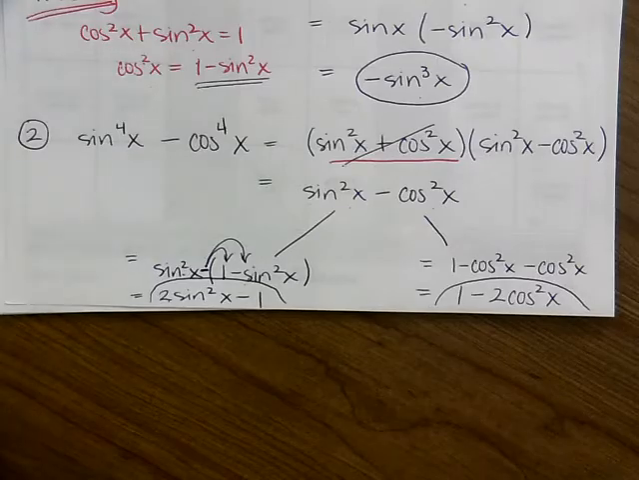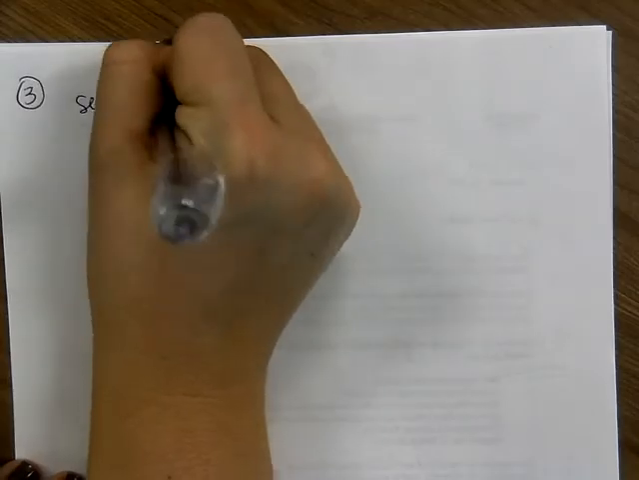It's going to take a little while. All right. How about this one, round number 3? Secant of x times the cotangent of x.